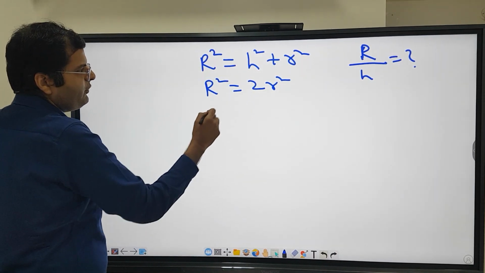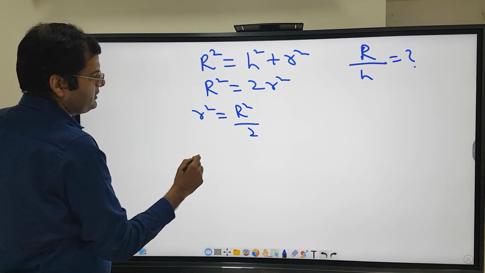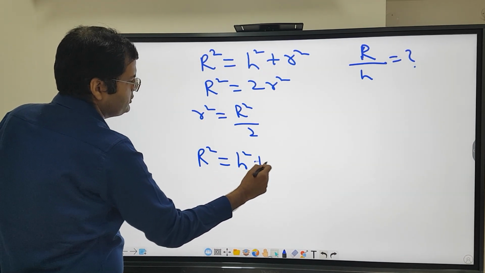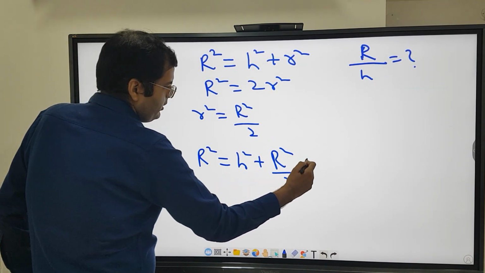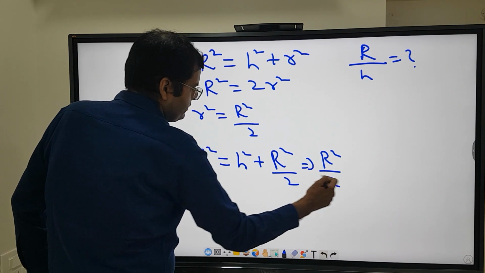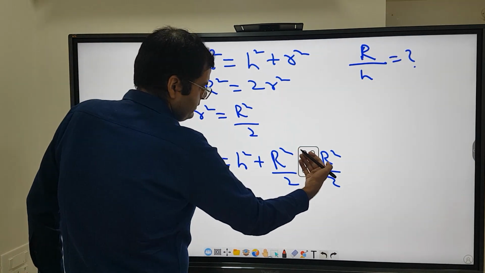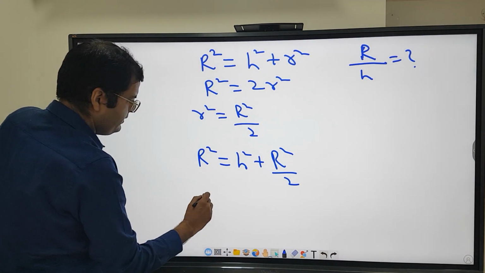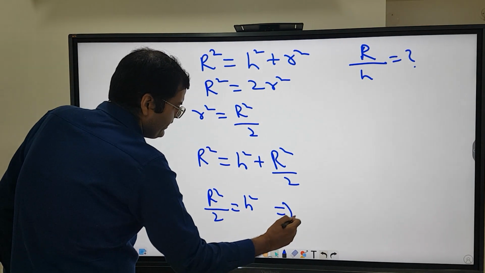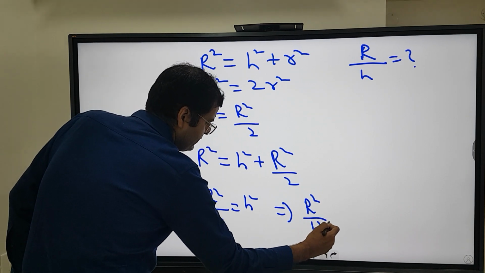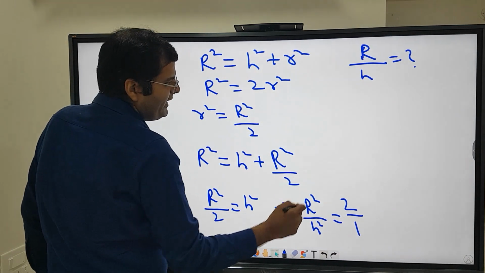So small r square from here, I can write as capital R square upon 2. So I will plug that in for small r square. This becomes capital R square is equal to h square plus capital R square upon 2. From here, capital R square by 2 comes on this side. So R square minus R square by 2 is R square by 2. R square upon 2 is equal to h square, or what you get is R square upon h square is equal to 2 upon 1.